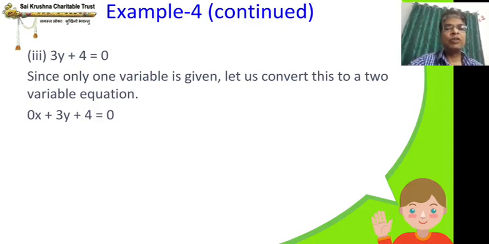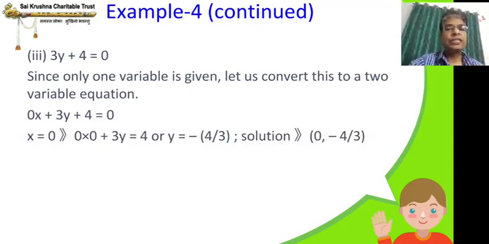0x plus 3y plus 4 equal to 0. Then we can solve. X equal to 0, I am assuming 0, minus 4 by 3. Can I assume y equal to 0? Think about it. We studied initially ax plus by plus c equal to 0, in that both a and b should not be 0 at the same time. Remember, what will happen? 4 equal to 0. It is illogical.